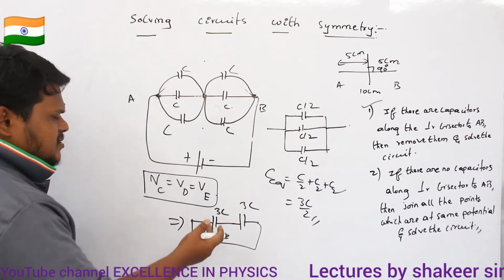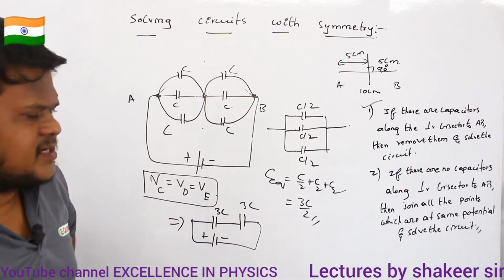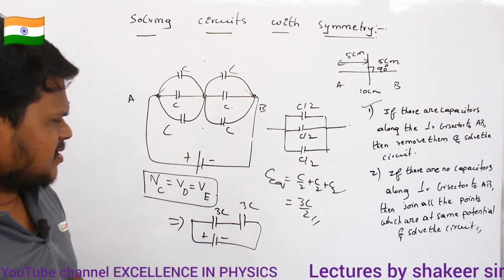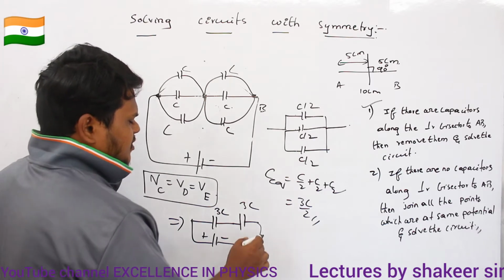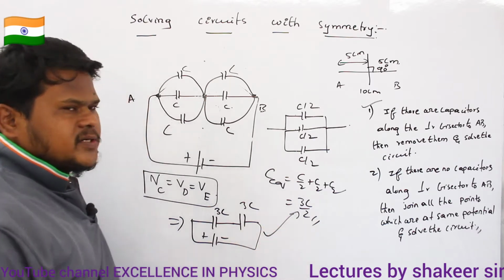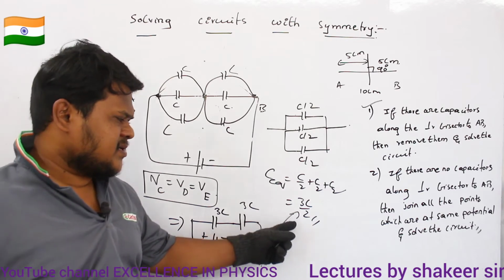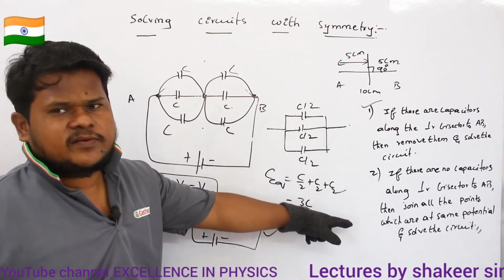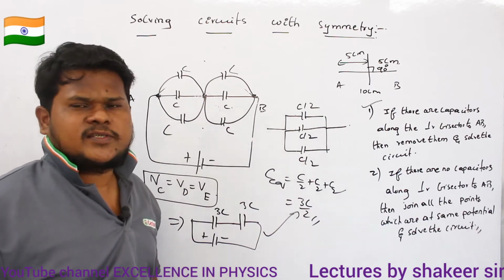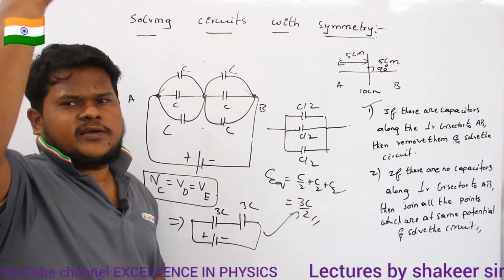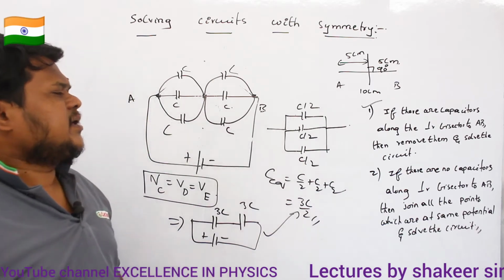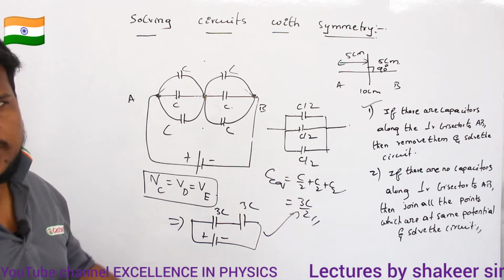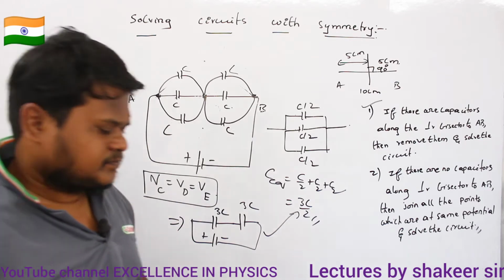Now 3C and 3C are connected in series connection. If 3C and 3C are connected in series, then the equivalent capacitance is 3C divided by 2 only, no? The equivalent capacitance is again 3C divided by 2. So these are the two methods in which we can solve if there is a symmetry along line AB, or if there is a symmetry along the perpendicular to line AB also. Okay? So make a note up to here.